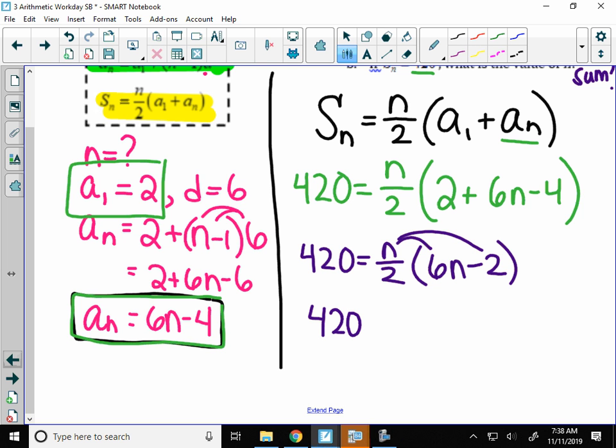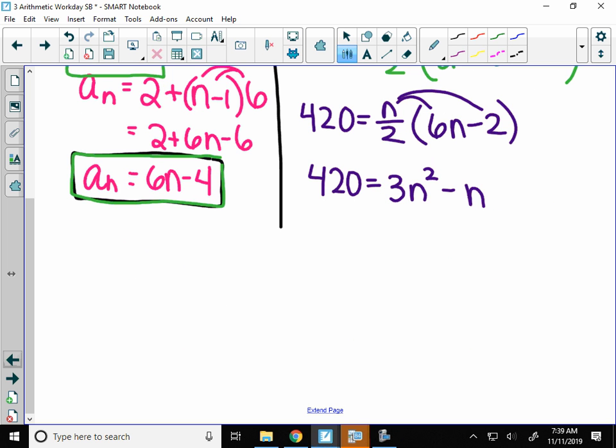when I distribute that n over 2, I actually get 3n squared minus 1n, right? n over 2 times negative 2 is negative 1. And that just keeps the numbers a little smaller. If you want to multiply both sides by 2 and get 6n squared minus 2n equals 840, you're welcome to do that. All right, now we're going to have a quadratic here.